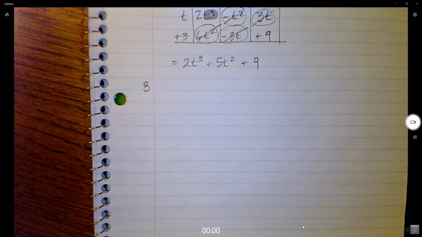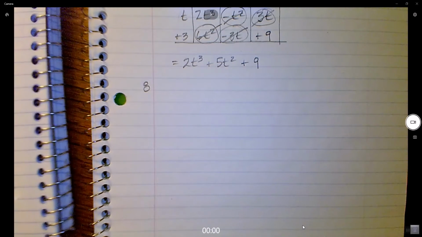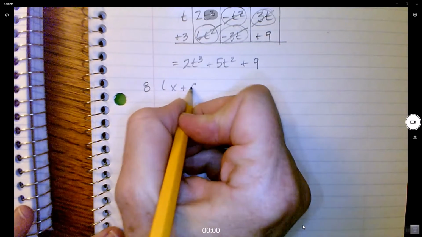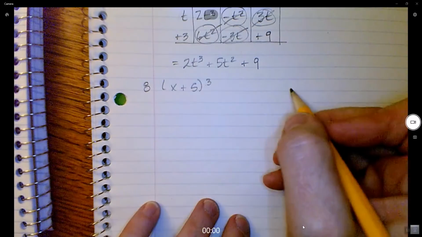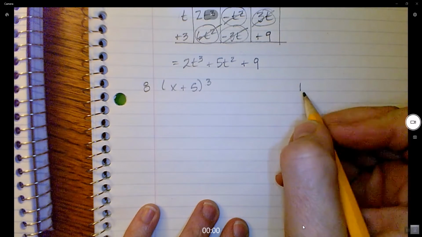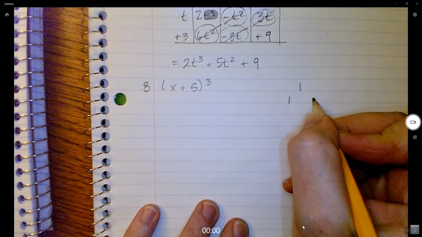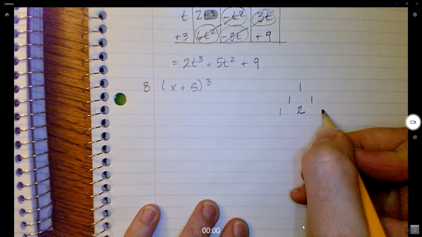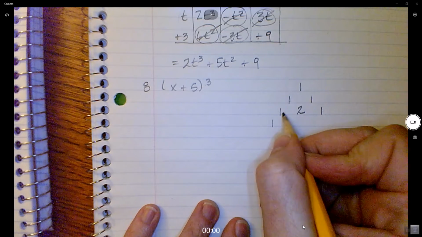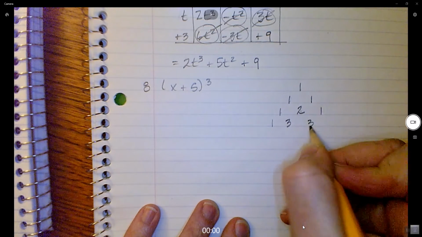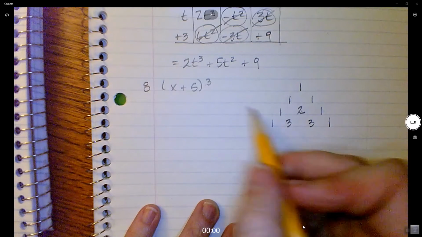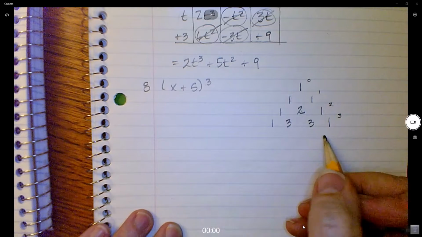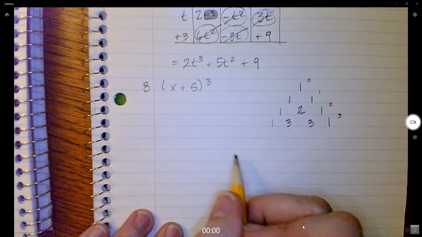Moving on to problem 8. Oh, we're going to do little Pascal's triangle here. It is (x + 5)^3. And I'm going to create a Pascal's triangle, starting with 1 at the top of my pyramid. And then we have a 1 and a 1. And 1 plus 1 is 2. And then another 1. 1 plus 2 is 3. 2 plus 1 is 3. And a 1. And is that all I need? I only need to the 3rd, right? So I'm starting at the 0, the 1st, the 2nd, and the 3rd. There, done.